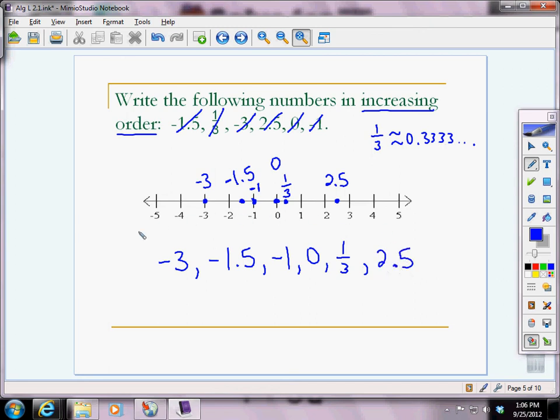Again, it becomes confusing sometimes when we start throwing in negative numbers and decimals and fractions, so a number line can help us keep that all straight.